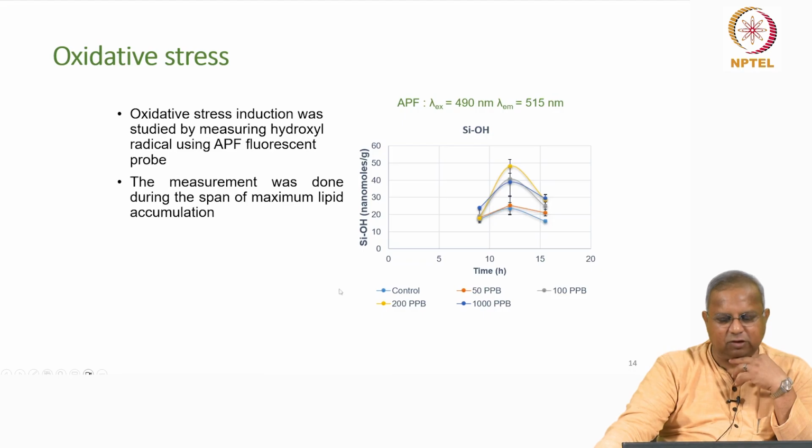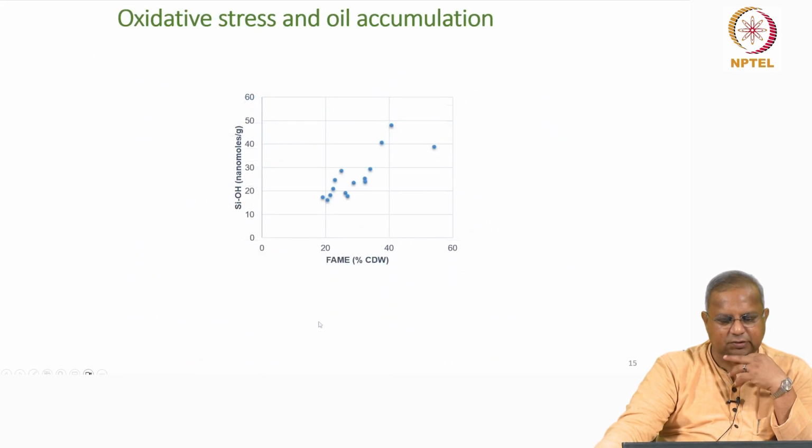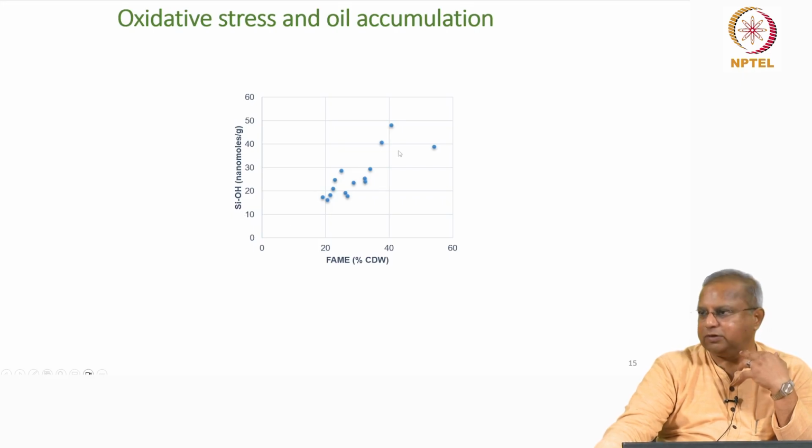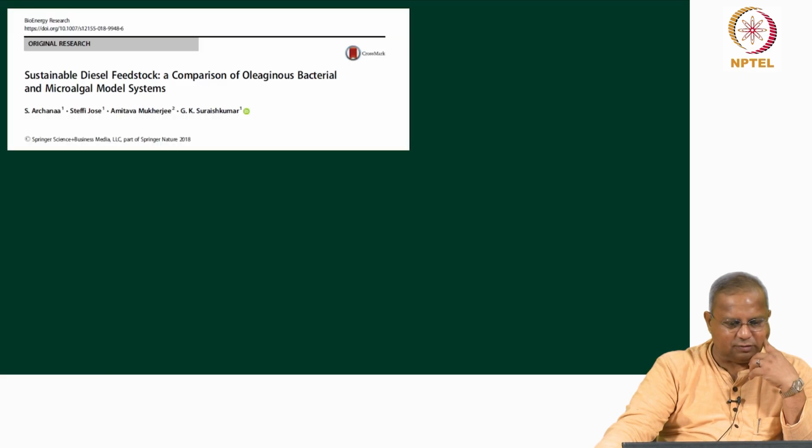Here is some data on oxidative stress under the various conditions, and again at that point in time we were looking at the relationship between the oil FAME and the specific intracellular hydroxyl radical levels. There seems to be a correlation. As you increase this, the other one increases. The other way around would have been nicer. That's okay. So that is what this is.